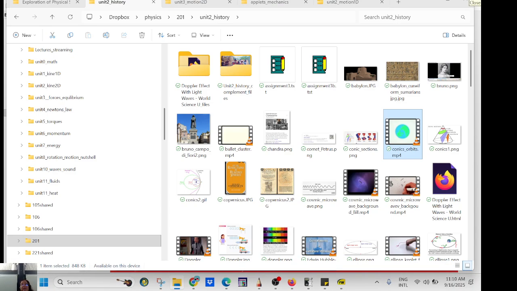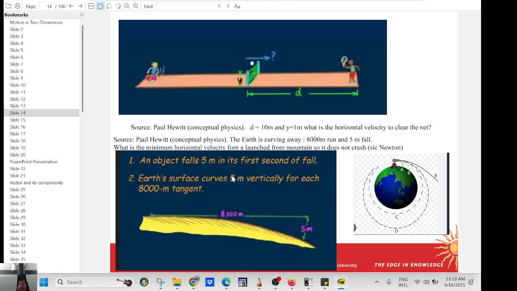So all you need to do that is Newton's physics, right? So anyway, what do you think here? You have your projectile, and you know that the Earth is curving away 5 meters. So it means if you have a run of 8,000 meters, the Earth is falling 5 meters. What do you think the velocity should be for a projectile to go into orbit?